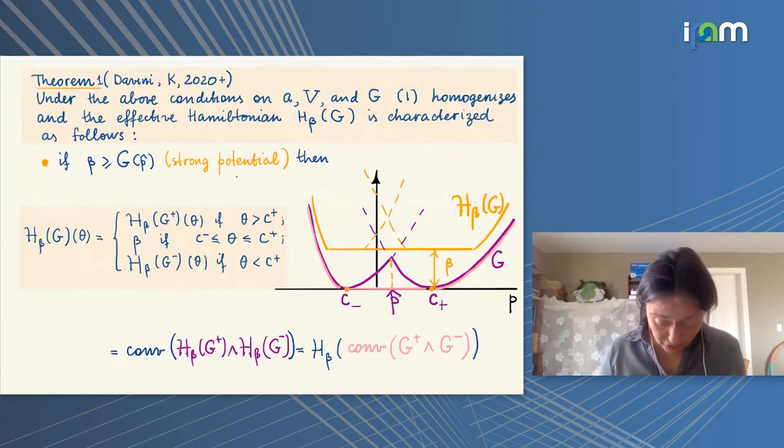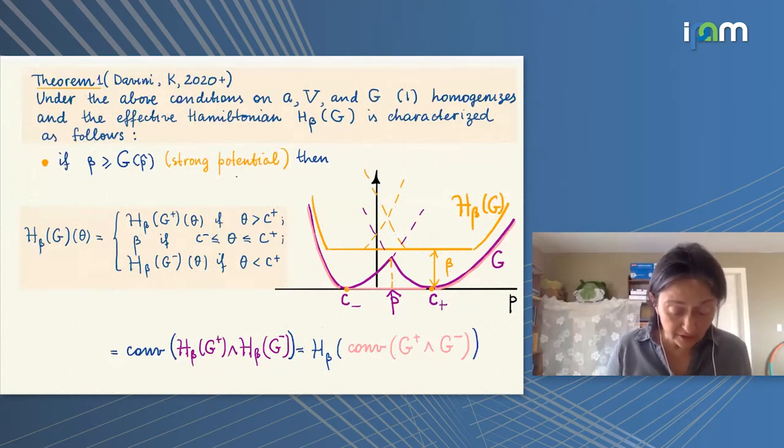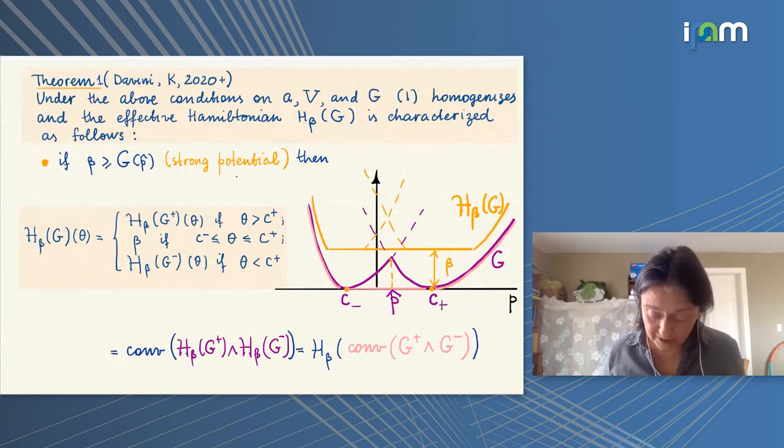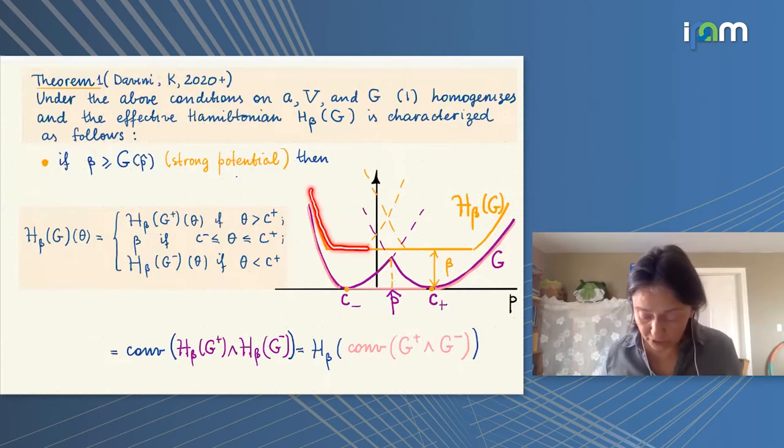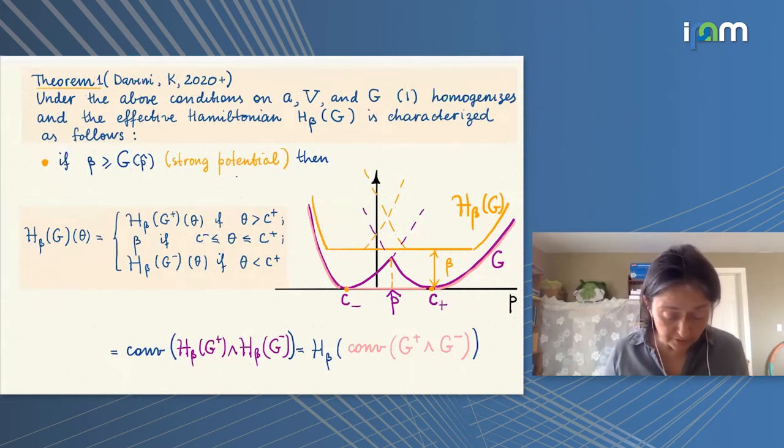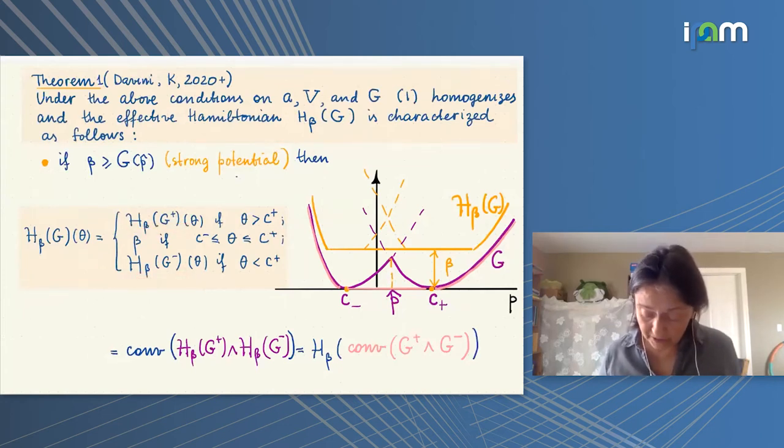So given G, if beta is greater or equal than G of P hat, this is exactly the depth of the well. I mean, each well has the same depth by assumption. So if beta exceeds that depth, then we have convexification, and the effective Hamiltonian, which is always orange in my pictures, is convex and is given in terms of effective Hamiltonians for its parts, G plus and G minus.